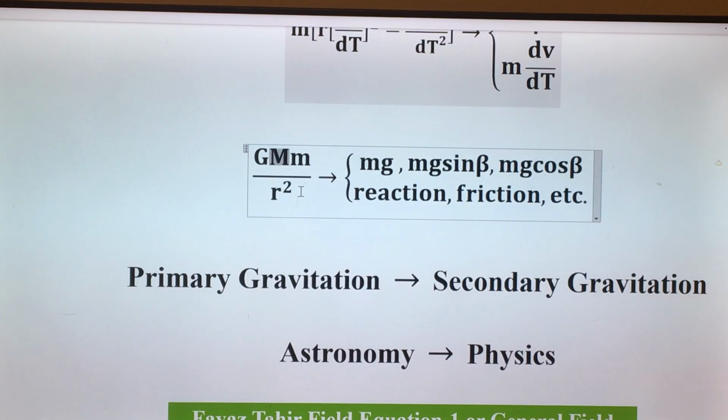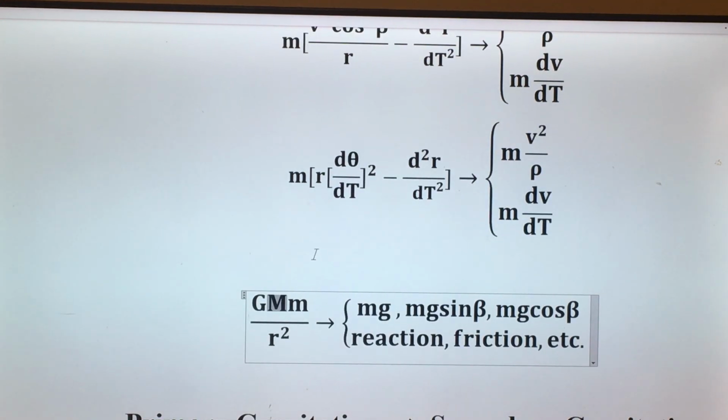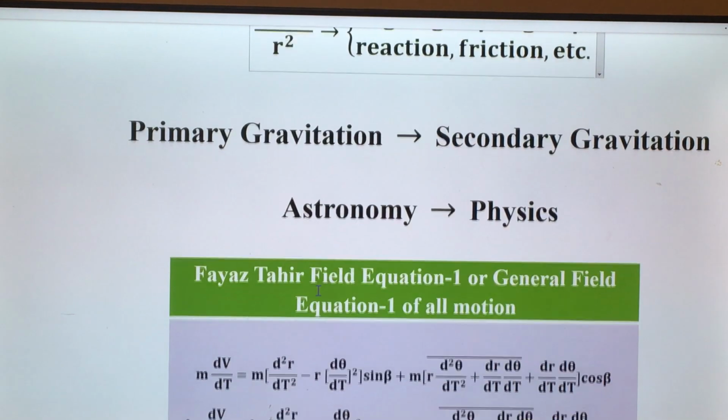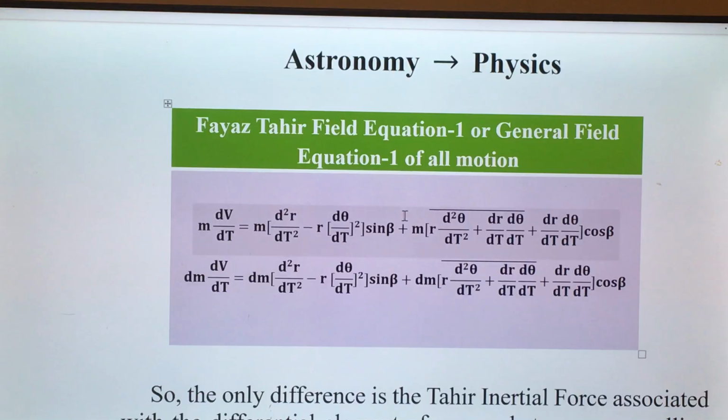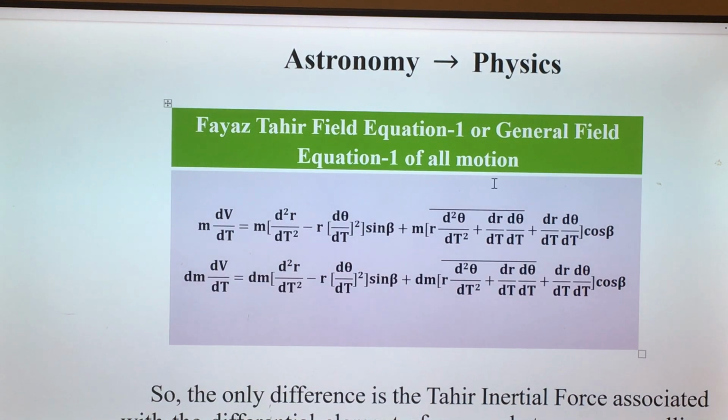You see, there is no big M in physics. It's only in astronomy. But you apply it on physics and mix up everything and end up with 0 out of 10 or 100. Okay, so this is the essence of the universe, guys, of the 7 heavens and the 7 earths. Fayaz-Tahir field equation 1, or general field equation 1 of all motion.